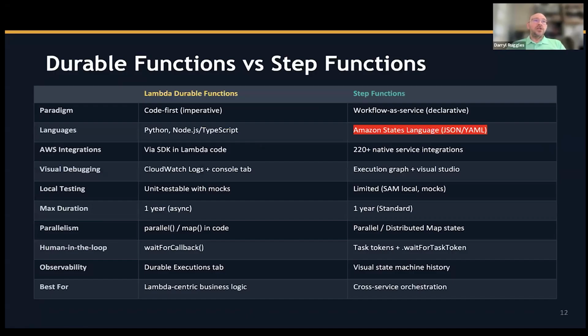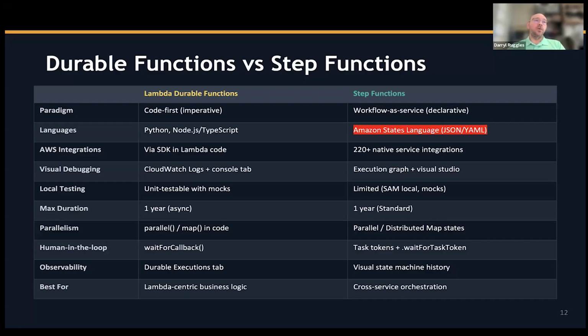So here's a comparison of some of the key parts of durable functions and step functions. I'm not going to read all of these, but there are 3 or 4 of them that jump out at me as the most important. The paradigm of durable functions is that they're code first and imperative. Traditional developers are probably going to be more interested in the durable functions approach. Step functions are declarative state machines, so there's quite a difference in the paradigm between the two.